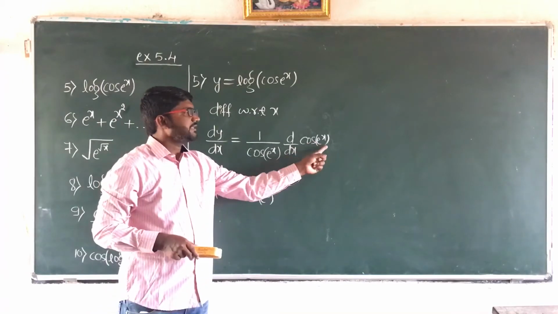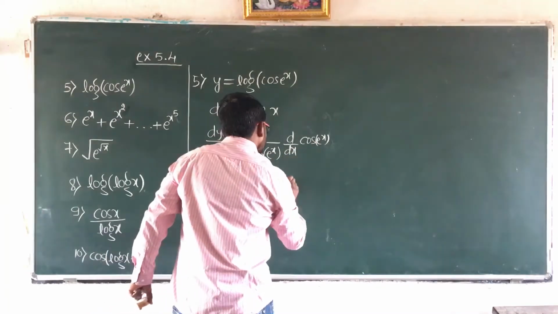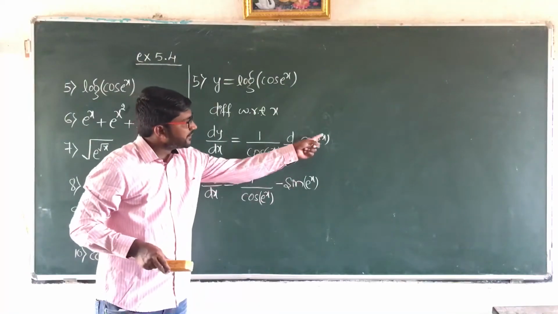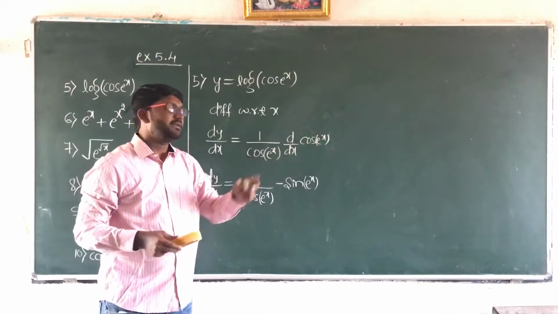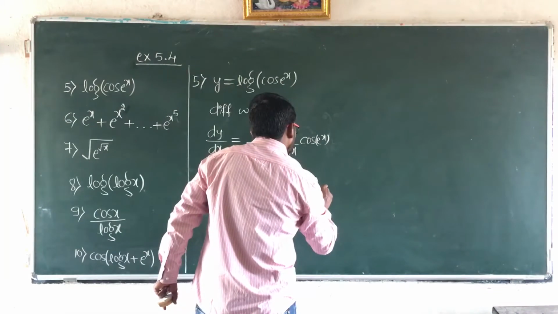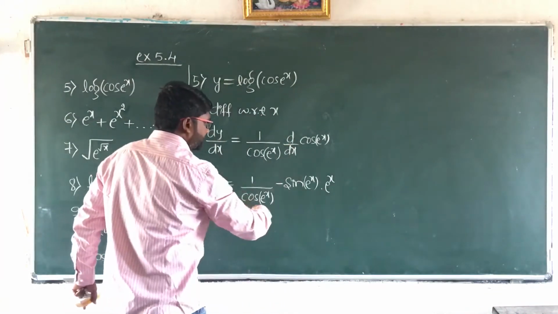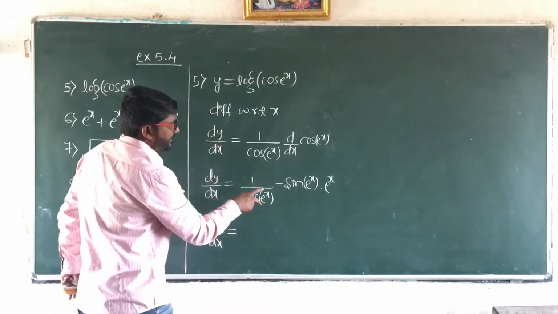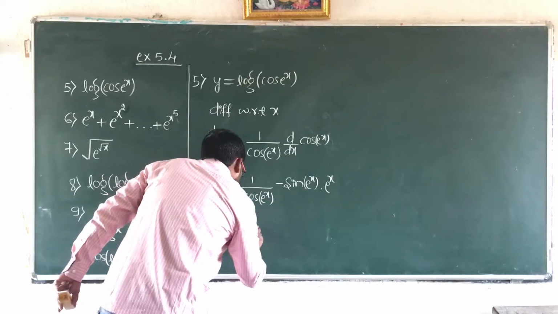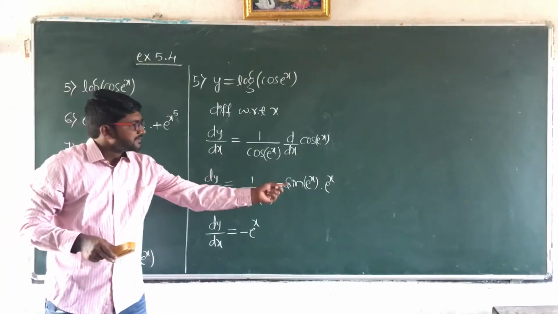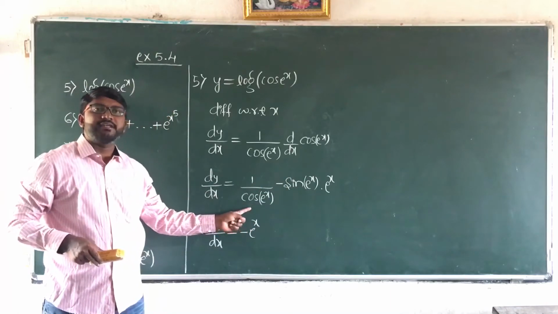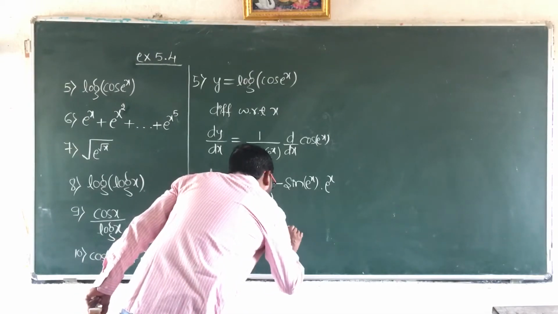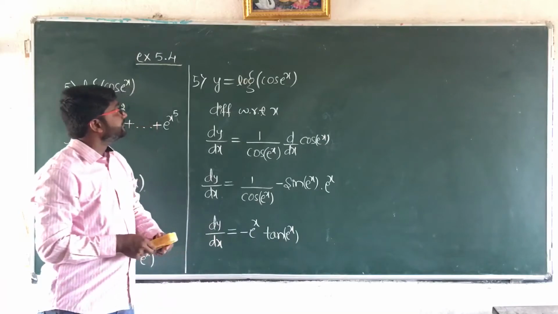derivative of cos e power x will be minus sin e power x into d by dx of this inside function. Derivative of e raised to x will be e to the power x itself. So let us rewrite this now. dy by dx is equal to, so I write minus e raised to x in the beginning, so minus e power x, and then sin e raised to x divided by cos e raised to x will give us tan e power x. So this is the final answer for the fifth one.